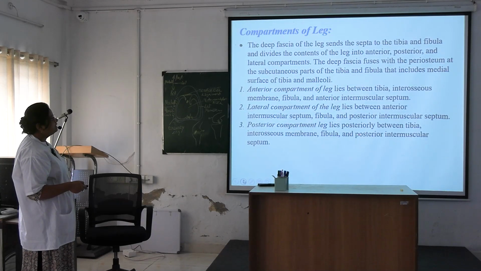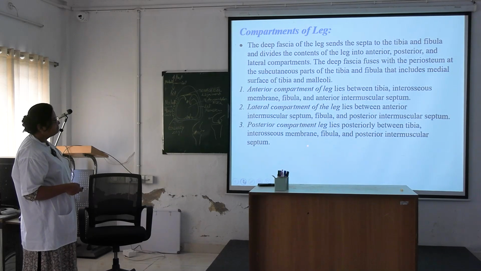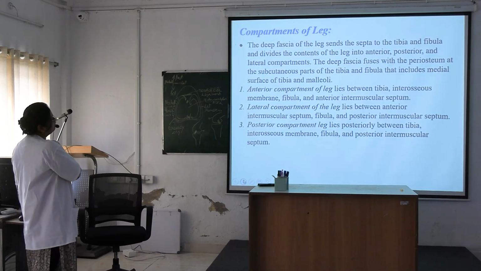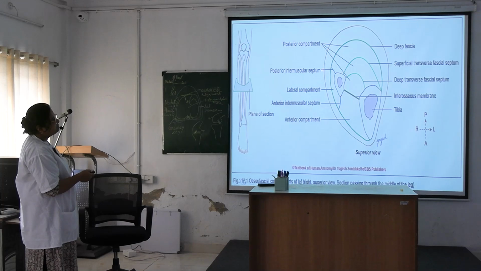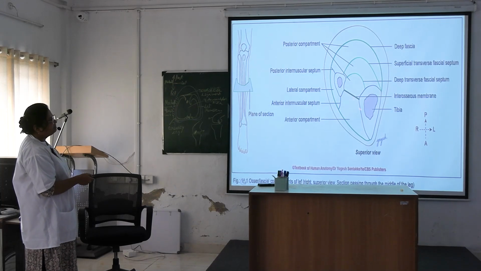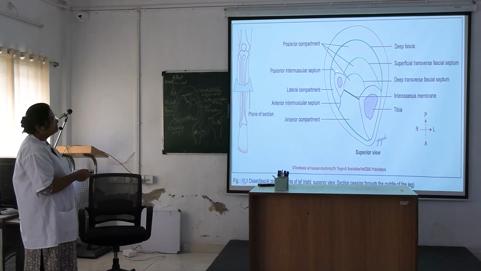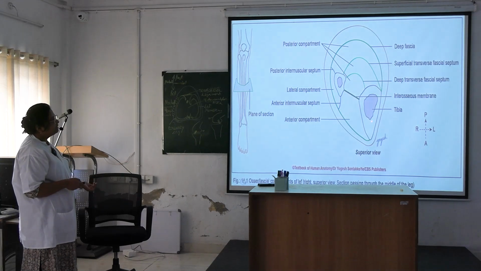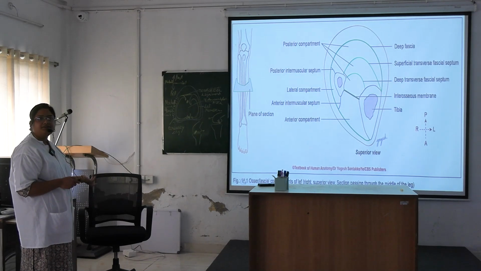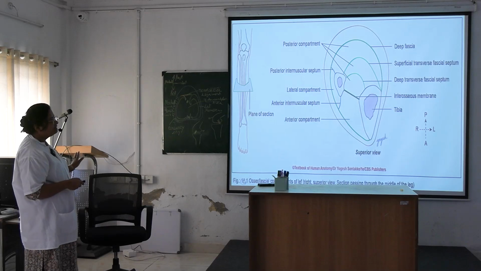Next, posterior compartment of leg lies posteriorly between the tibia and interosseous membrane, fibula and posterior intermuscular septum. So this posterior compartment lies between tibia, fibula, interosseous membrane, posterior intermuscular septum and this deep fascia. Okay, so these are forming the boundary of the posterior compartment. Understood? So three compartments are clear. Today we will discuss this anterior compartment.